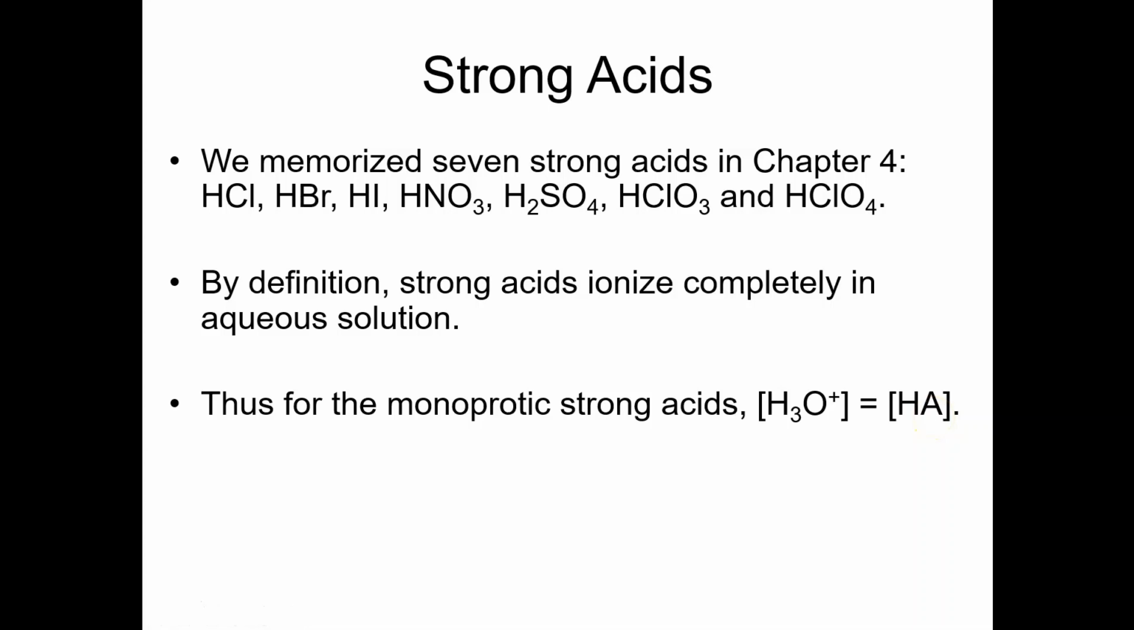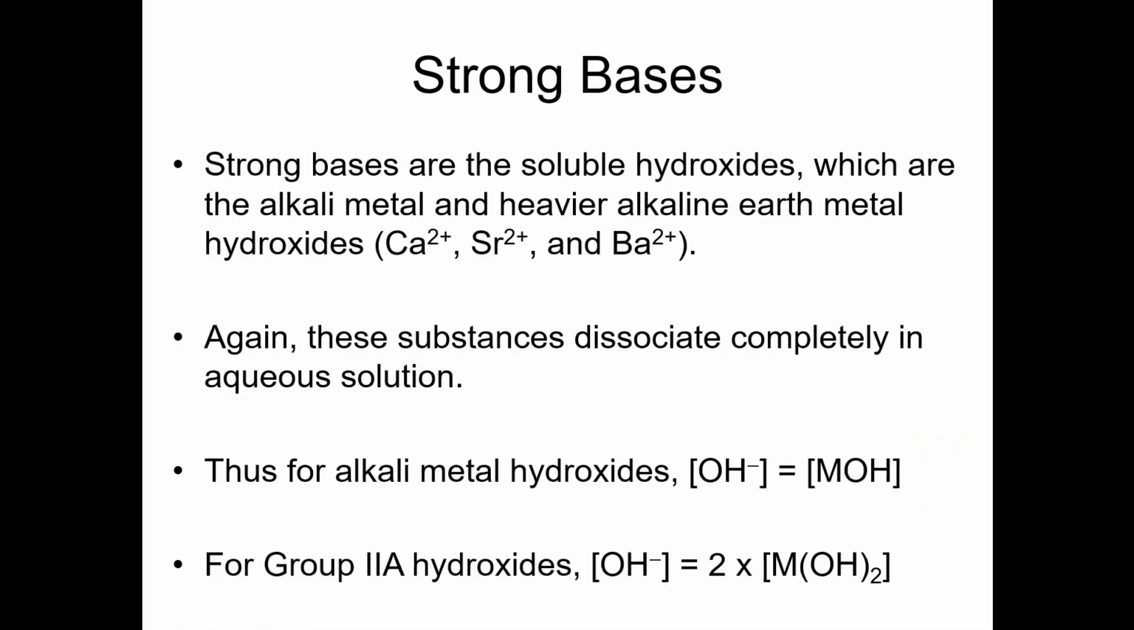because it ionizes completely. We also learned back in chapter 4 that there are strong bases, a series of strong bases. They are all of the alkali metal hydroxides and these 3 group 2 hydroxides: calcium, strontium, and barium. Again, these are water soluble, and so they're going to dissociate completely in aqueous solution. And therefore, for any alkali metal hydroxide, sodium hydroxide, lithium hydroxide, potassium hydroxide, the hydroxide concentration is going to be equal to the concentration of the compound because it will have dissociated completely.